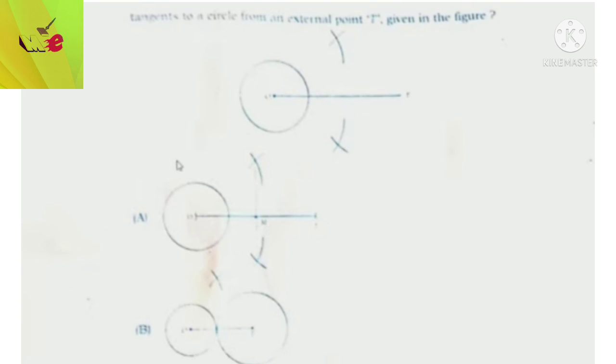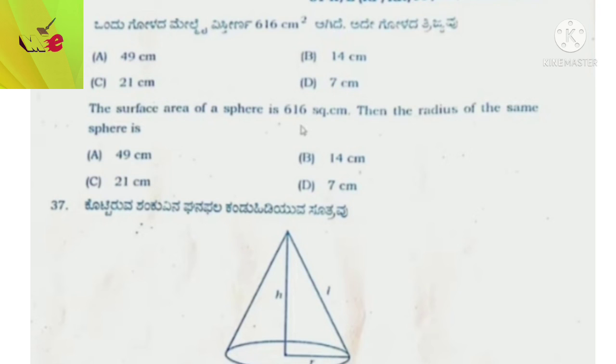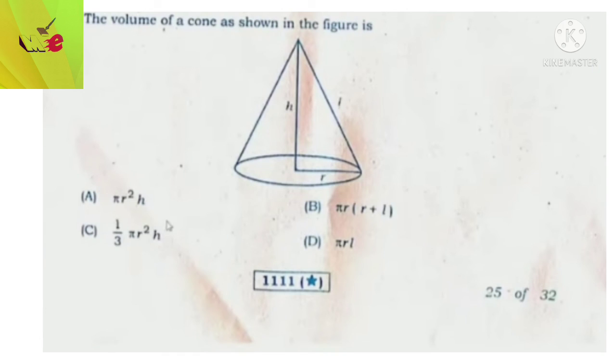Next, 35th one. What is the next step of the construction? See, perpendicular bisector means what do we want to do? We find the midpoint. So option A is the right answer. Next question, 36th one. The surface area of the sphere is 616. So many times we have practiced this. For 616, the radius is 7, option D. Next, 37th one. The volume of the cone as shown in the figure. This is the direct volume formula, 1 by 3 pi r square h, option C.